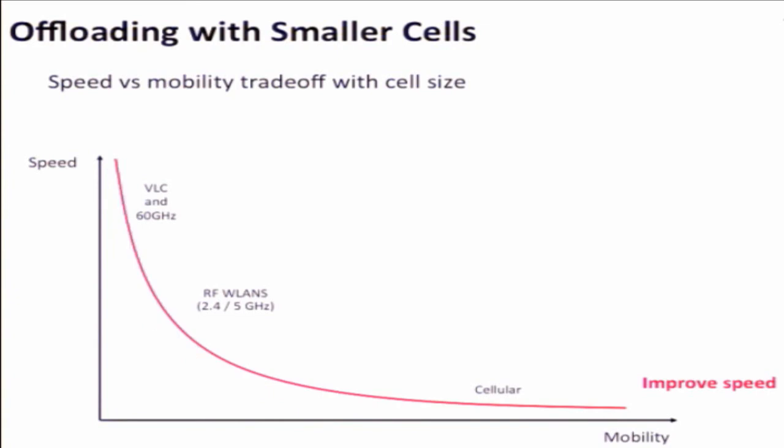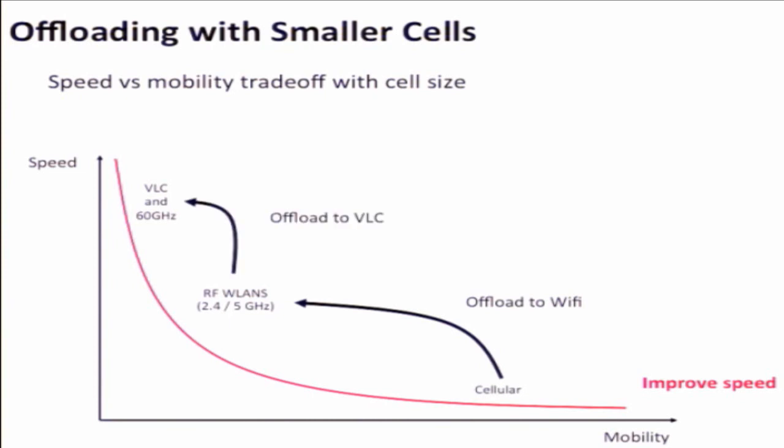by having better use of the spectrum, and that can affect all of these technologies, raising the curve. And then we can also do the offloading, which basically moves us down in the mobility direction, but up in the speed direction. So when we offload the cellular, we get that kind of gain. And if we offload to VLC or 60 gigahertz, we get another speed gain, but we give up some mobility.